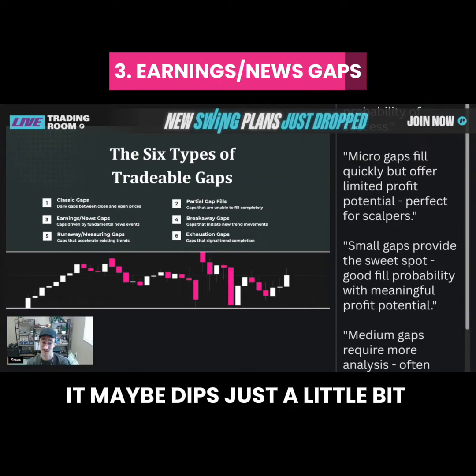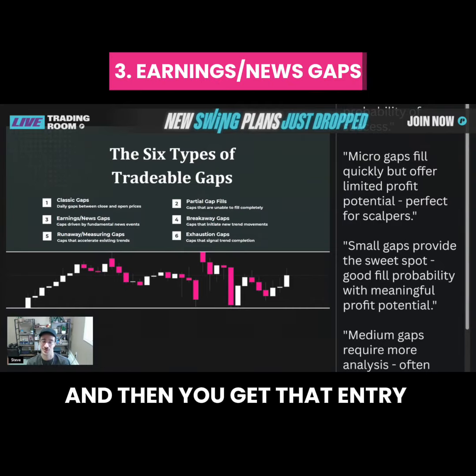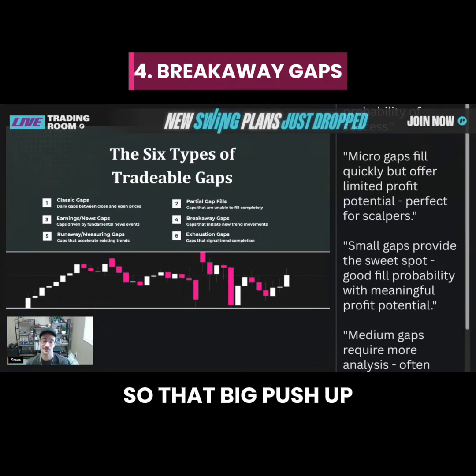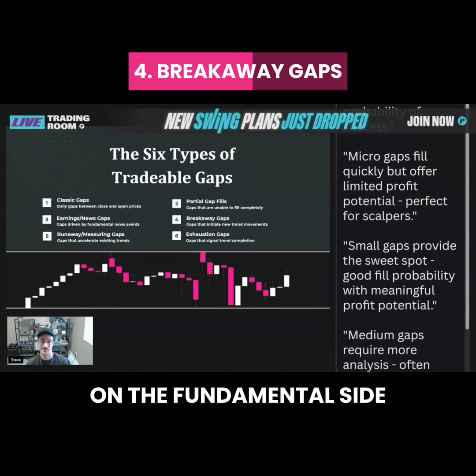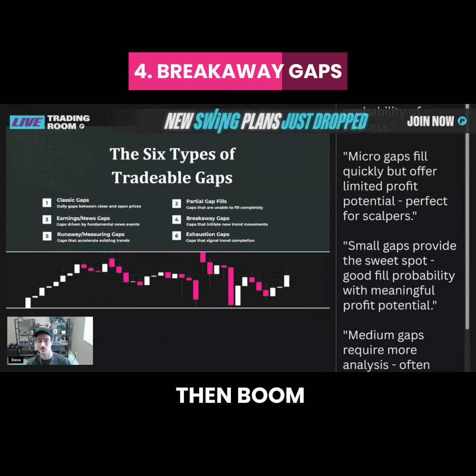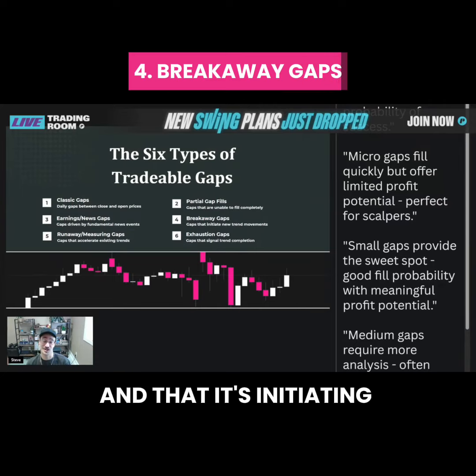It maybe dips just a little bit in mean reversion, and then you get that entry for the big push up. So that big push up would be considered a breakaway gap. And a breakaway gap is essentially a gap that initiates a new trend. So like I said, it's basing, things look good on the fundamental side, but there's no catalyst. Then boom, good earnings, boom, good headline, you get that catalyst, and that is initiating a new trend.